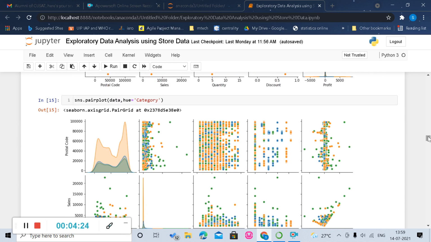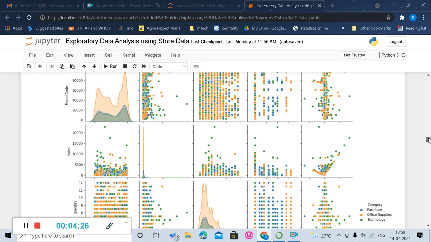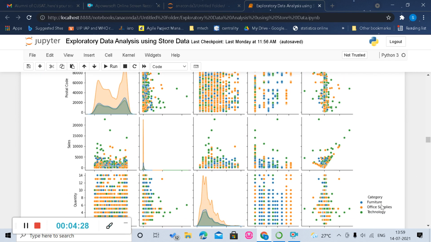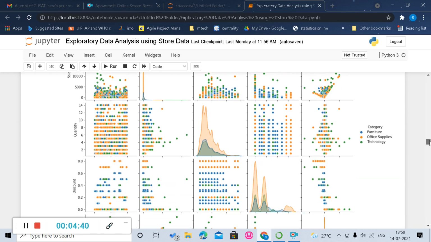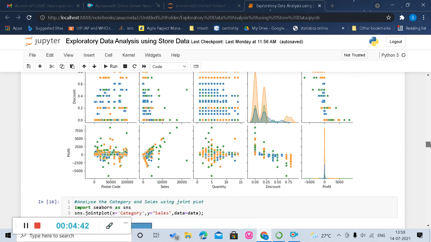Coming to the pair plot where category is considered. Category has 3 different values: furniture, office supplies, and technology. In the same way as we did for ship mode, we are doing it for category. So you can see all the columns over here.